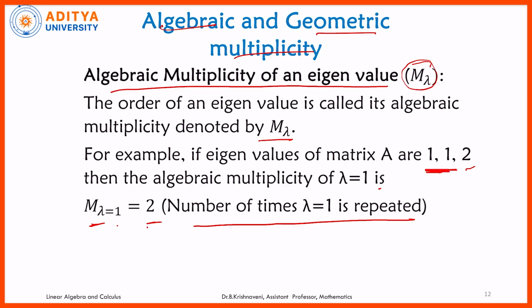So, hence we call 2 the algebraic multiplicity of 1. And we can find the algebraic multiplicity of 2 also, that is M lambda equal to 2. How many times is it repeated? Only once. So, hence the algebraic multiplicity is 1.